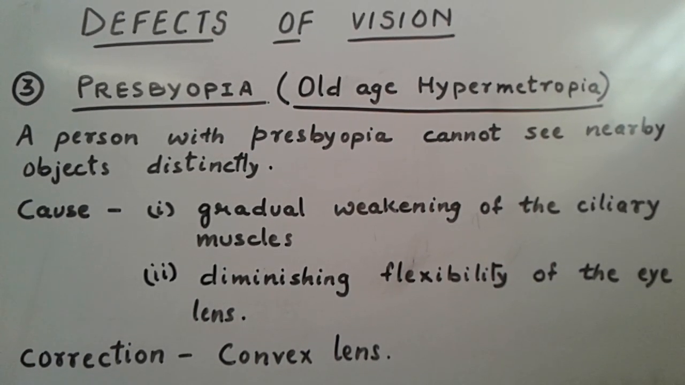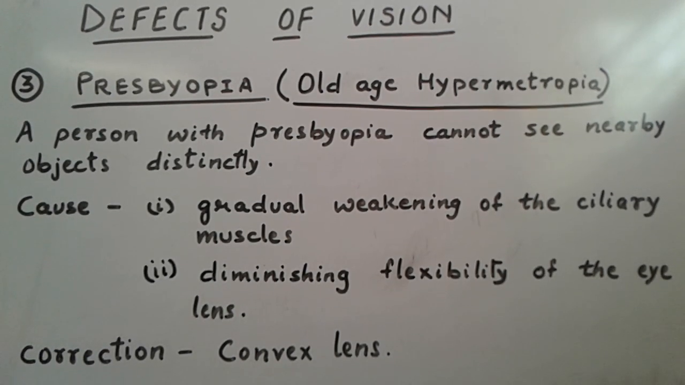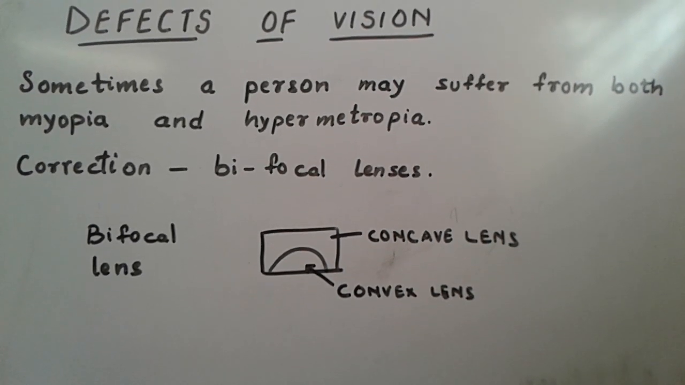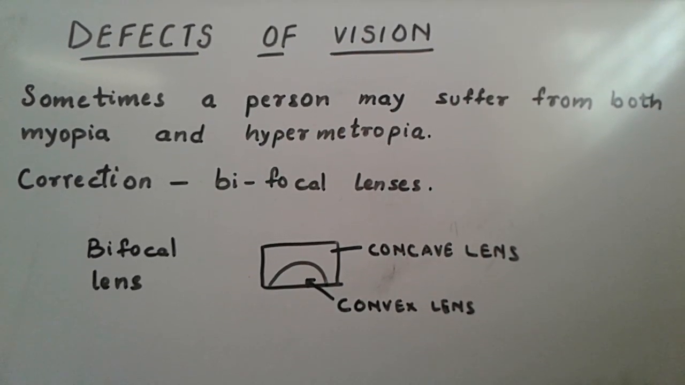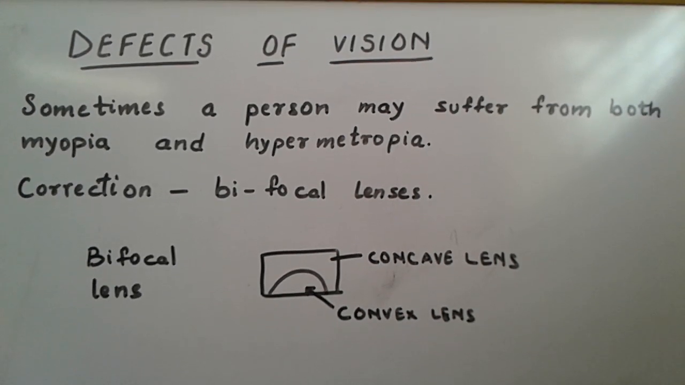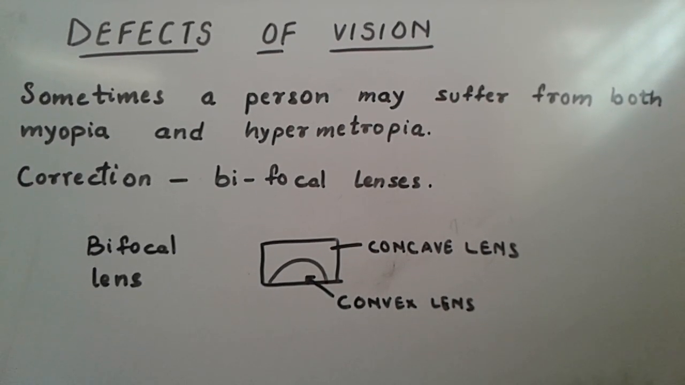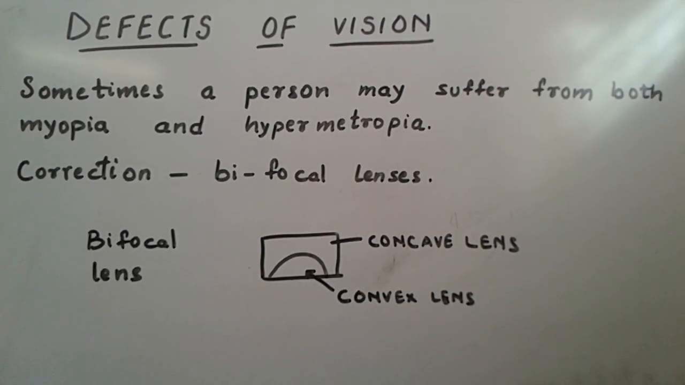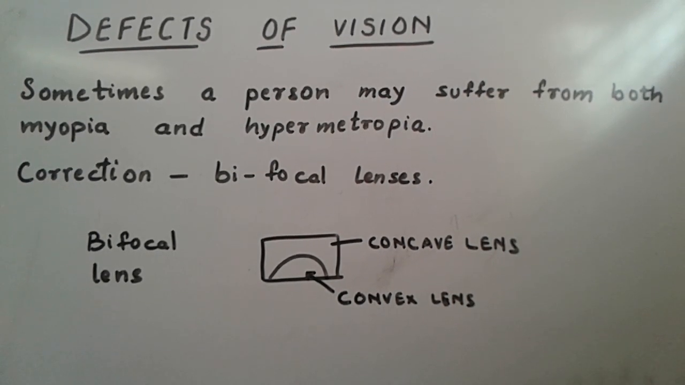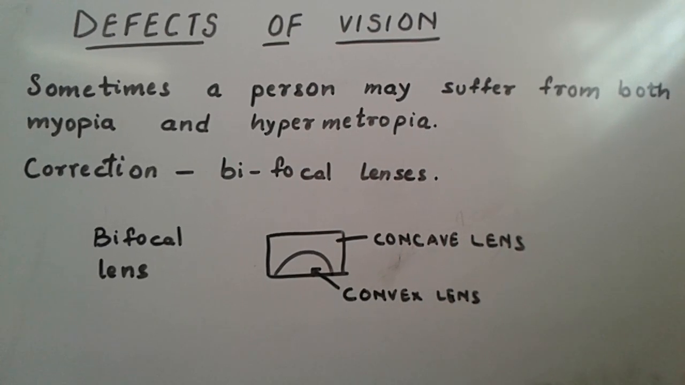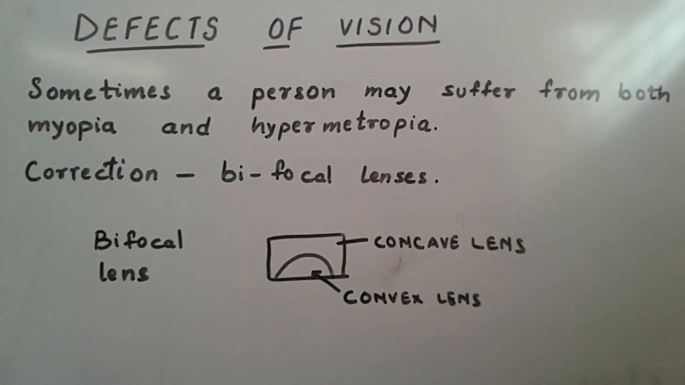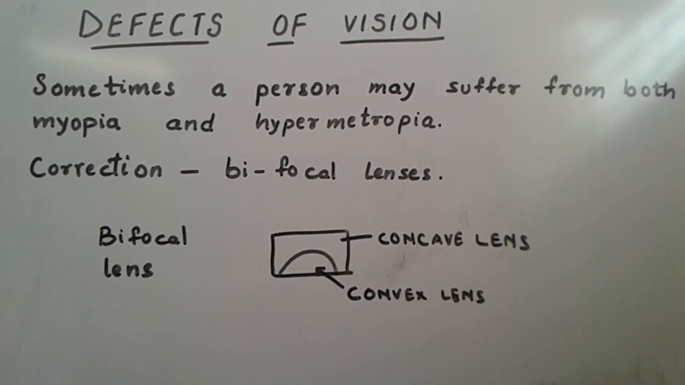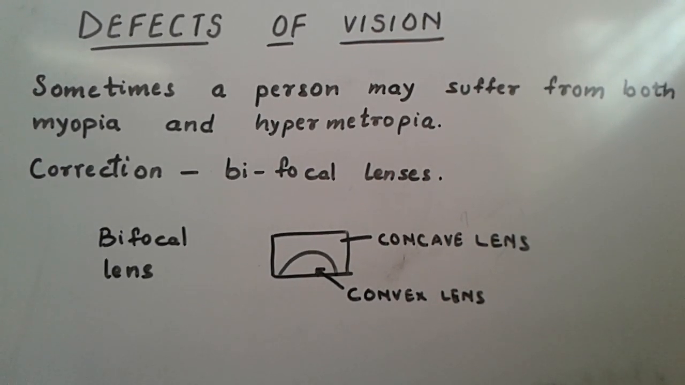Apart from this, there are certain cases where a person is having both defects, that is near defect also and far defect also, and for that we use a bifocal lens. The name of this defect is not given, but sometimes a person may suffer from both myopia and hypermetropia, and for that the correction used is a bifocal lens. As you can see, the upper part of it is a concave lens to see the far objects, and the lower part is a convex lens to see the nearby objects. So this defect does not have any name. A person might have a chance to suffer from myopia as well as from hypermetropia.